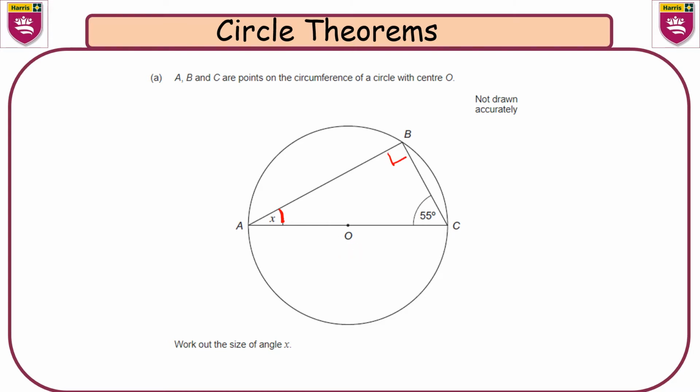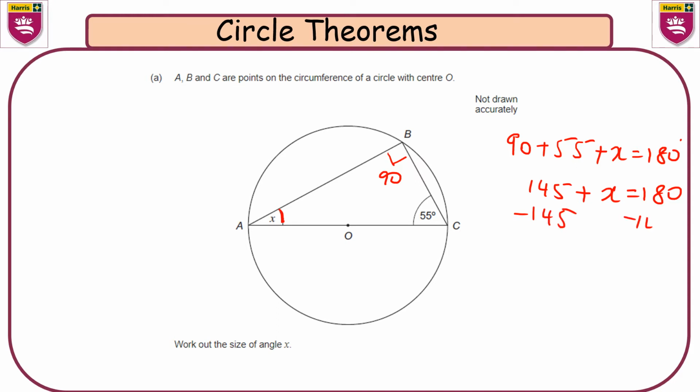Now, since this is 90 degrees and we have a triangle here, interior angles of a triangle add up to 180 degrees. So we can do 90 plus 55 plus x equals 180. 90 plus 55 is 145, plus x equals 180. Then we can take 145 away from both sides, which will give us 35 degrees.